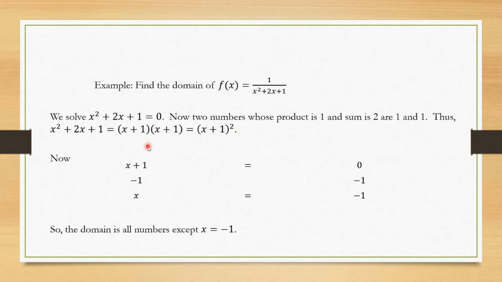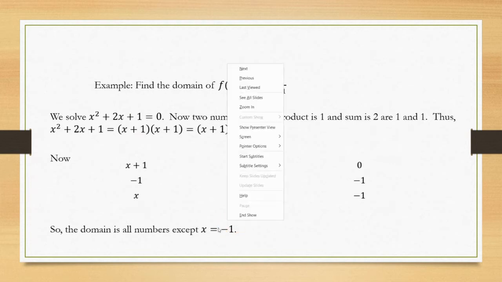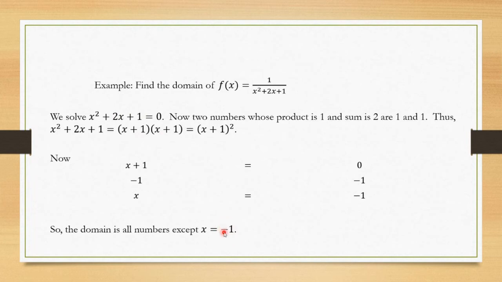And then you set each factor equal to 0, although in this case the only factor is x plus 1. So you would set that to be 0 and solve for x. That's easy. You just subtract 1, you get x is negative 1. So the domain of this is all x except x equal to negative 1. That's what the domain is. So again, we determined where the denominator was 0, and the domain is then everything else.